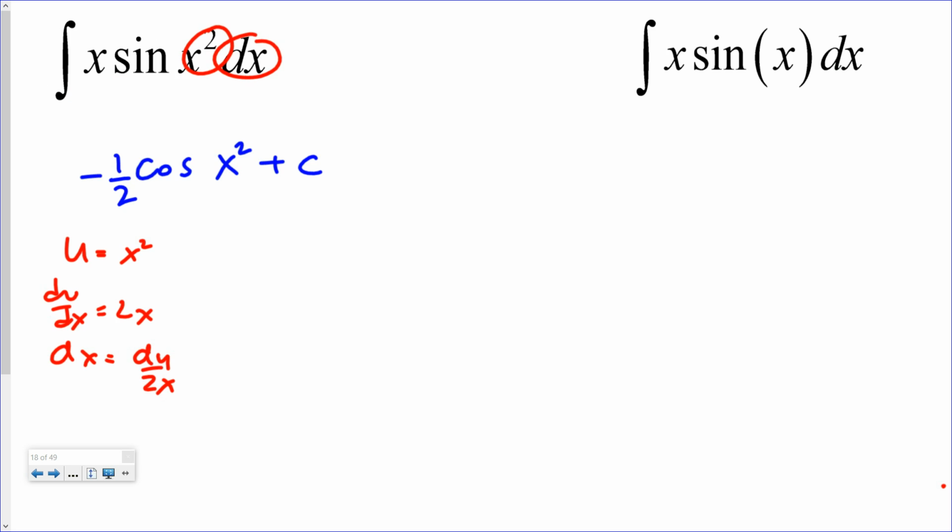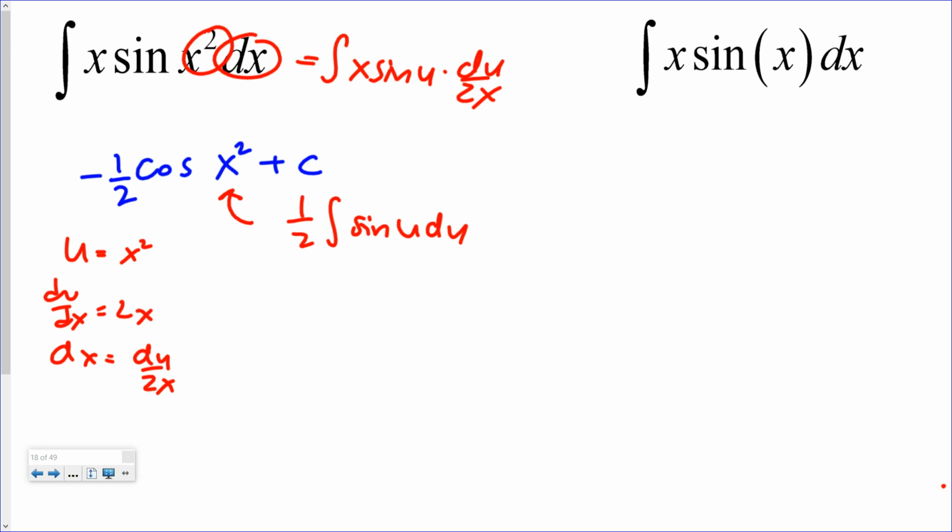You substitute your u and your dx. So this would be x sine u du over 2x. And the x's would cancel out. So this would be 1/2 the integral of sine u du. And I should get the same answer there. Okay, I'll let you finish that up.